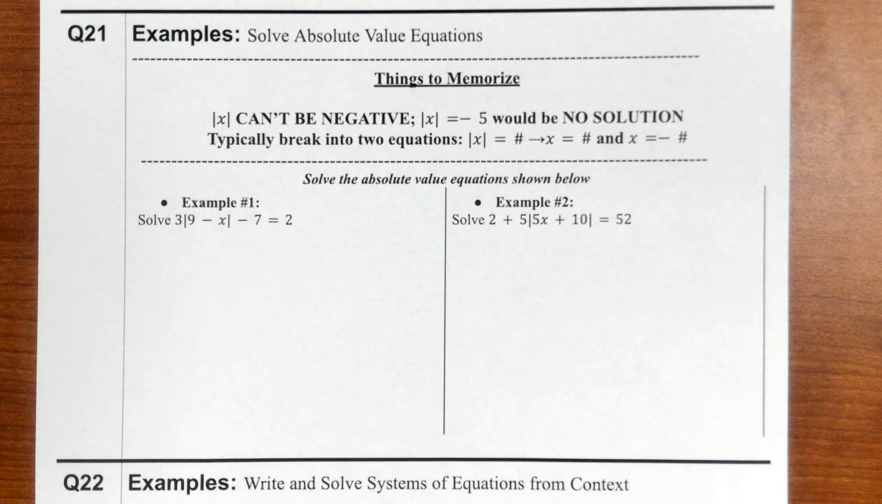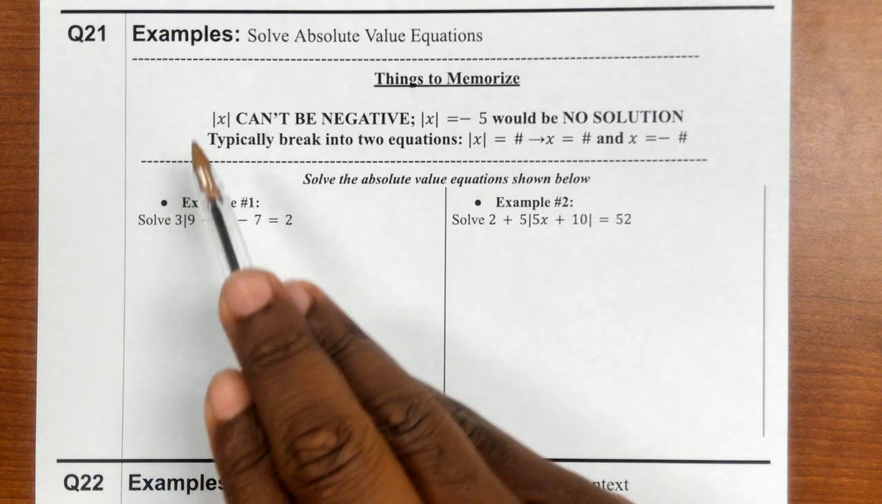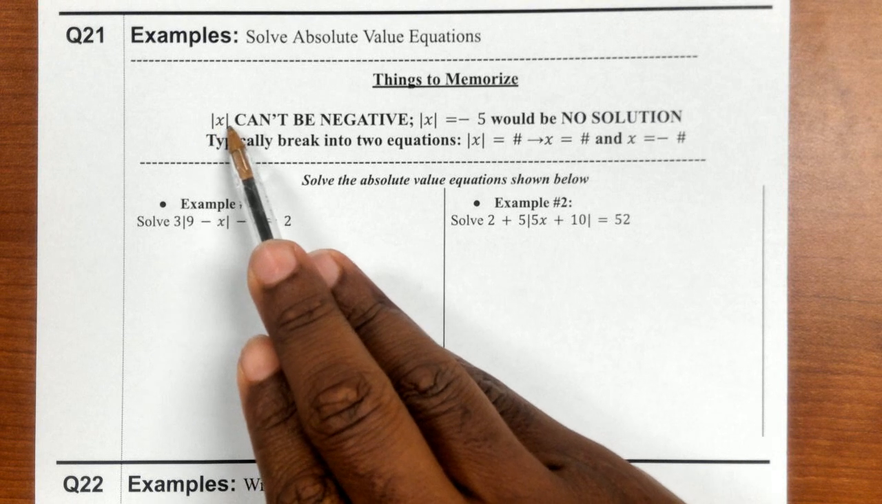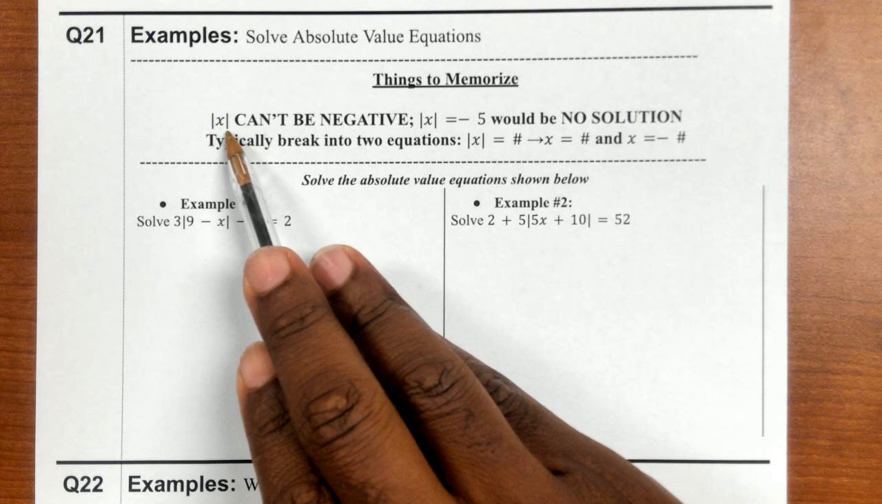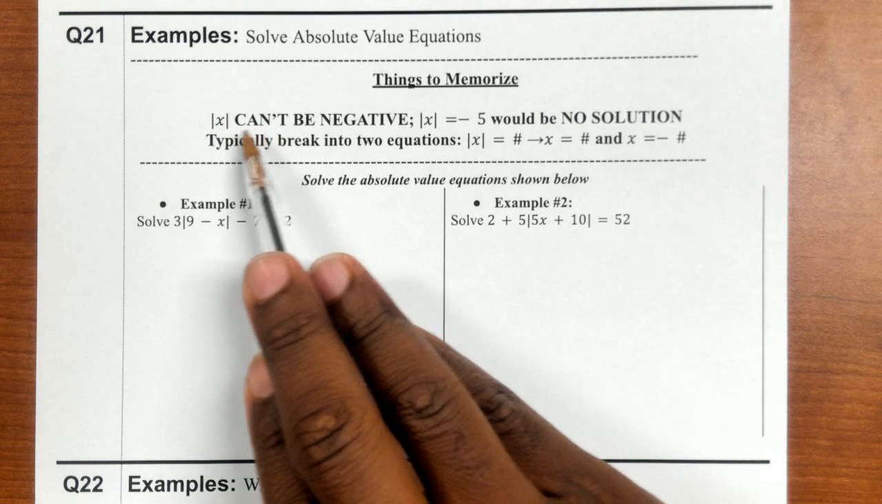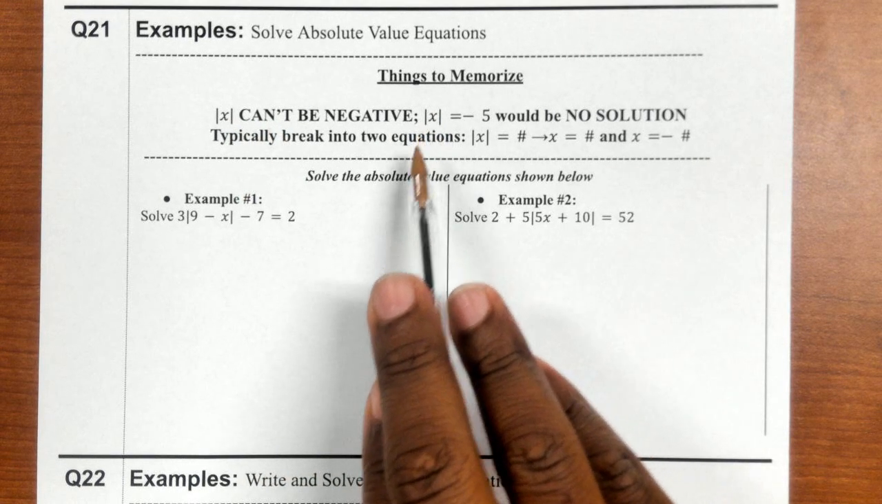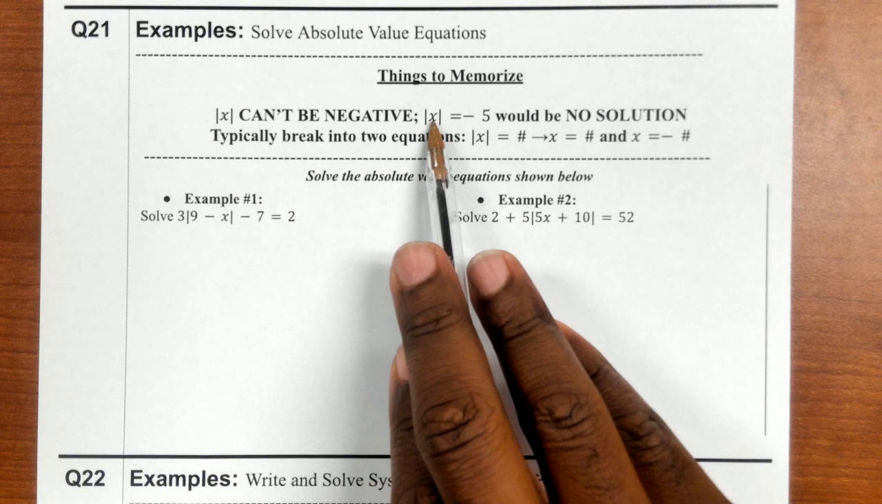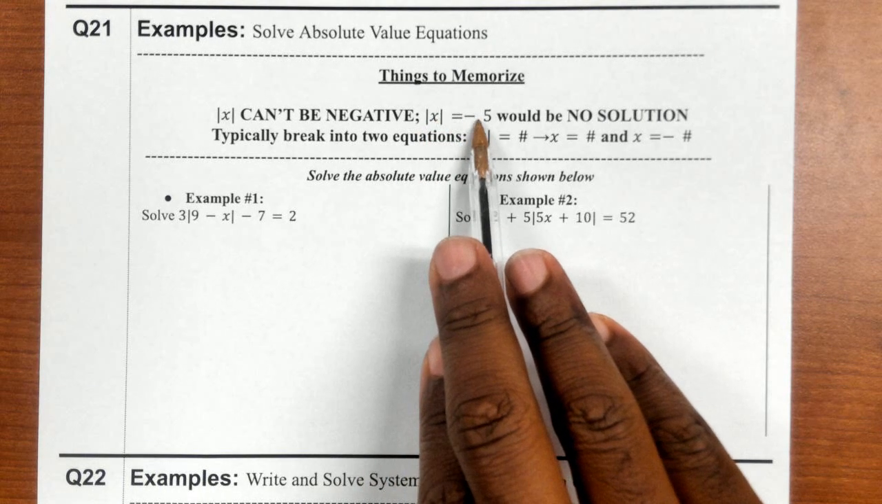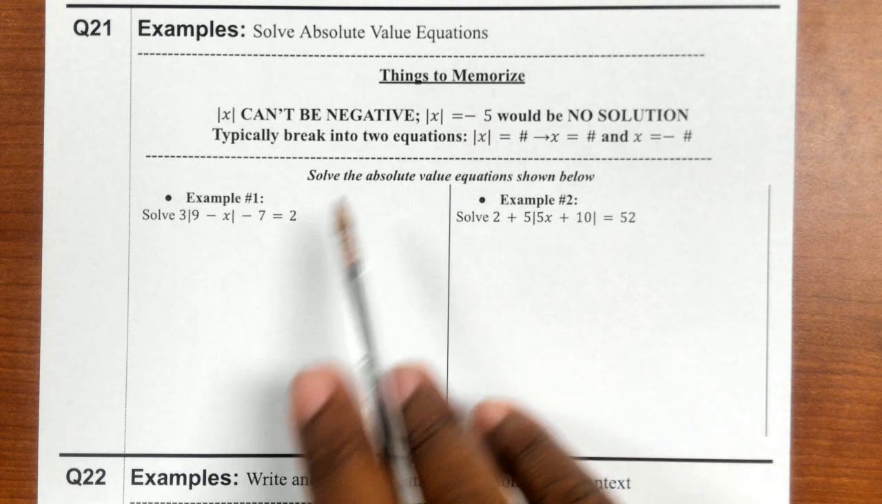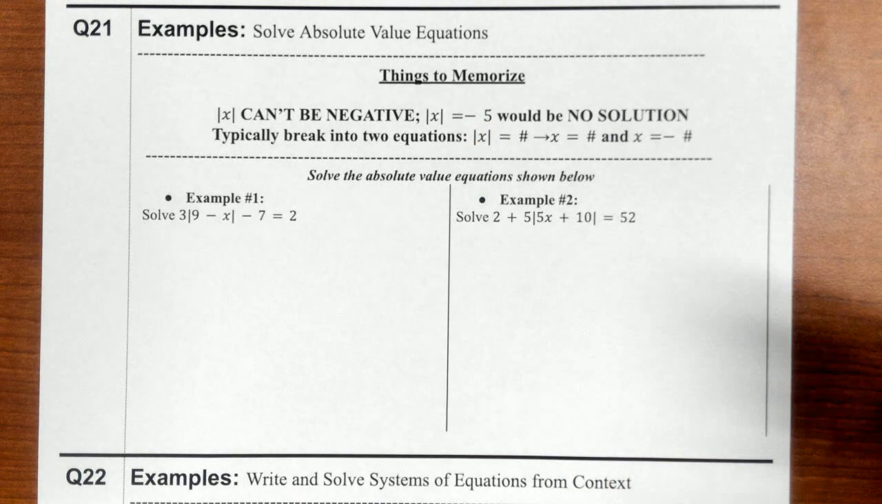Question number 21 wants you to solve the absolute value equation. First things first, you need to know what an absolute value is. Absolute value is these two lines that you see on the outside of this x. Absolute value turns whatever is inside of it into a positive number. You cannot apply the absolute value to a negative result. I'm going to show you what that means.